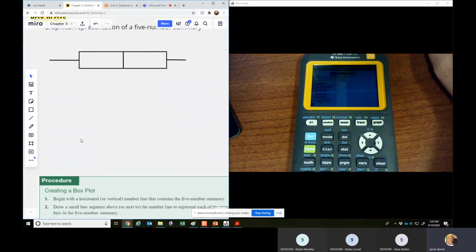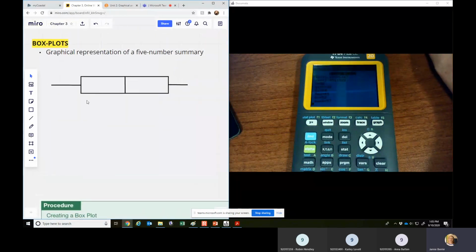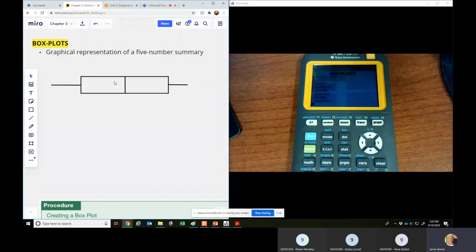All right, so I wanted to zoom in and show you. This is what a box plot looks like in general. Some books will call them box and whisker plots because these lines on the end are referred to as whiskers. But the way that this is set up, let me draw what each of these little spots means.